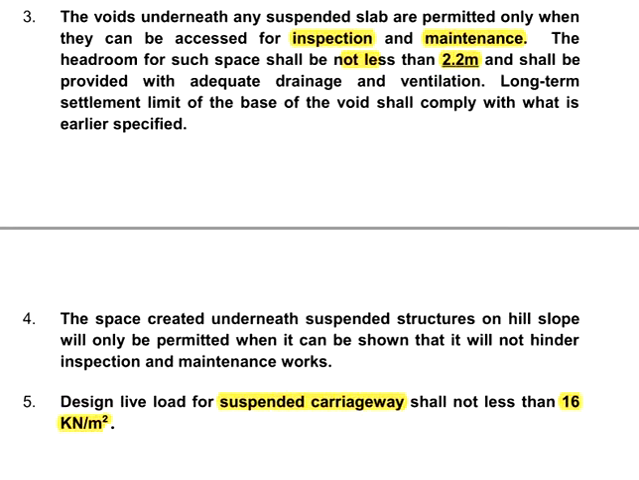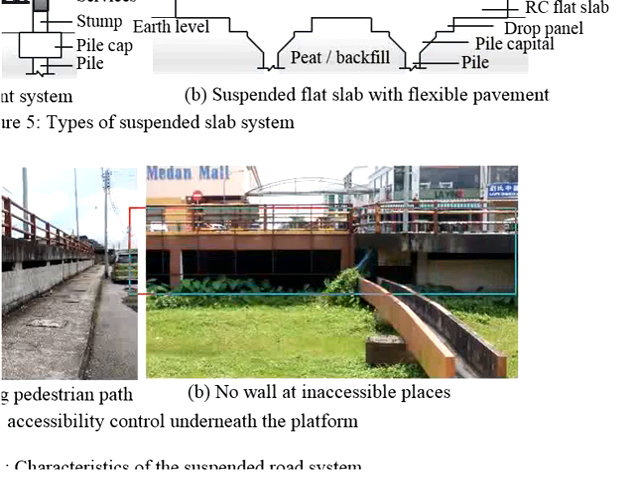In terms of the design for the suspended slab, it is stated that the design live load for the suspended carriageway should not be less than 16 kN per square meter. This is a typical suspended slab system. What they did here is all the roads and drains are sitting on the suspended slab, and the suspended slab is supported by pile foundations. Over the years, there is no settlement of the suspended slab system, but the ground can still settle.